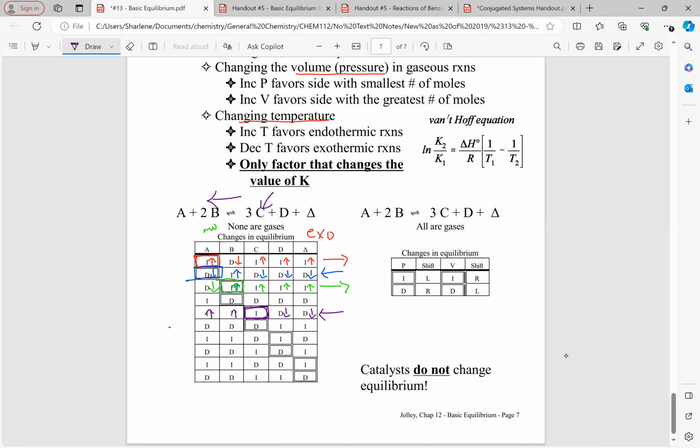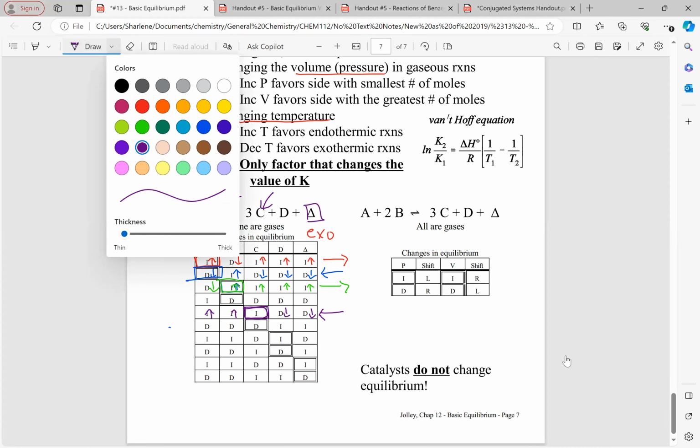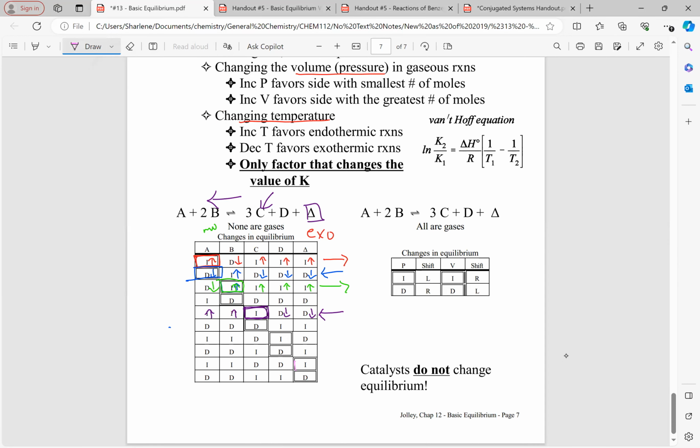All right, let's do the heat. Let's increase the heat. So, put it on the hot plate, do something with it, but I'm going to increase the heat. It's just a product. If you increase the heat, there's too much heat, and in order to get rid of it, it needs to shift to the left.